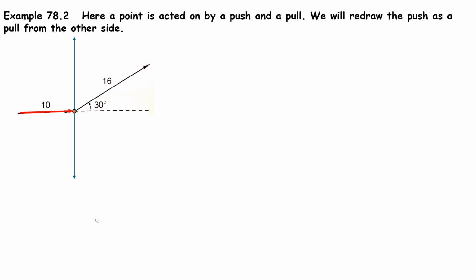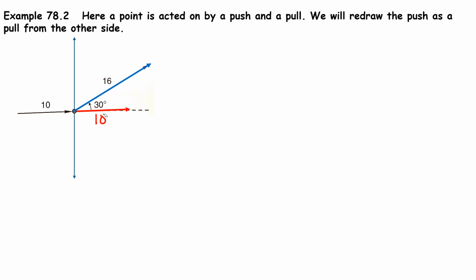So you have this push with a force of 10, and it's just pointing straight to the right. And then you have this other force that's pulling up at a 30-degree angle with a force of 16. To add these two together, we're going to need to change that push to a pull. So now we have these two vectors right here, and we're going to add them together.